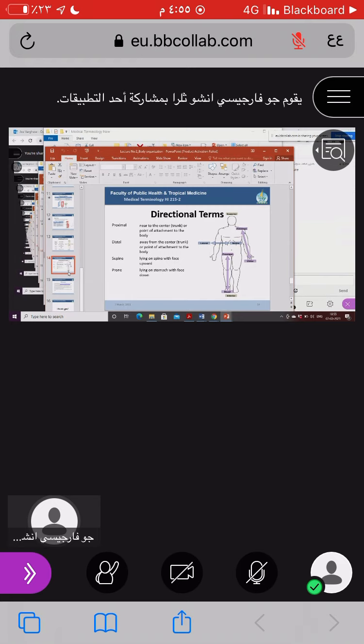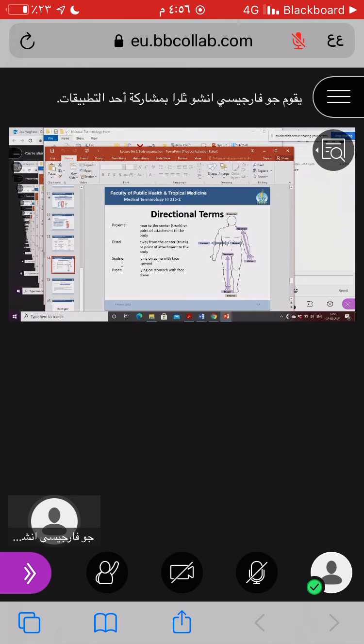Very important to know about proximal and distal. What is the difference between proximal and distal? Distal means away from the body. Proximal means close to the body. So every limb, every organ which is attached to your main body has a proximal side and a distal side. That you need to learn.